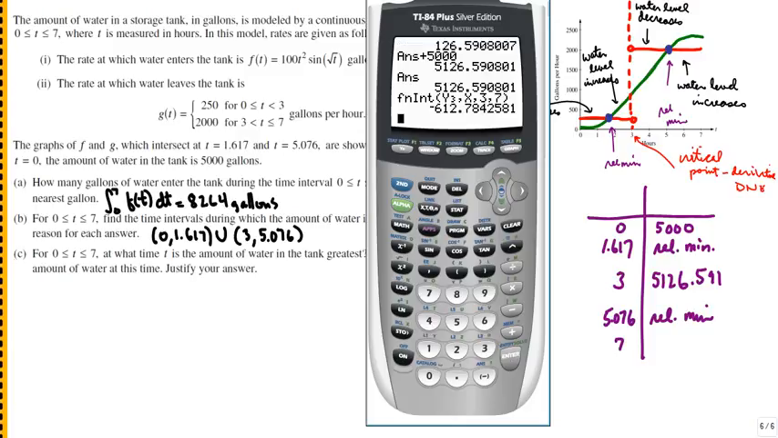And there you see I have a net decrease. You can see that the area under the red to the left of 5.076 is much greater than the area to the right of 5.076. But now the point is, I'm not going to add that to 5,000. I'm going to add that to my total at time t equals 3, which was 5126.591, and I come up with 4513.